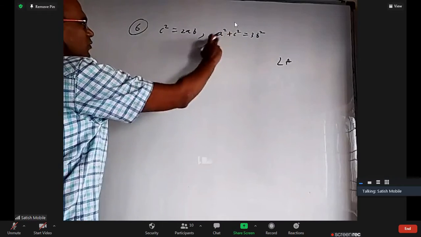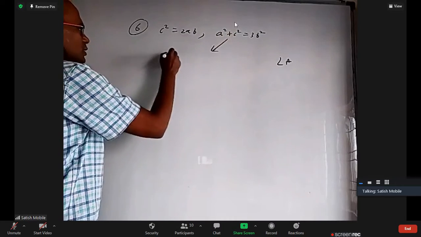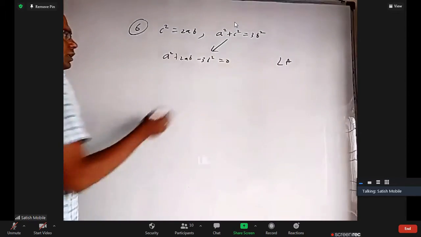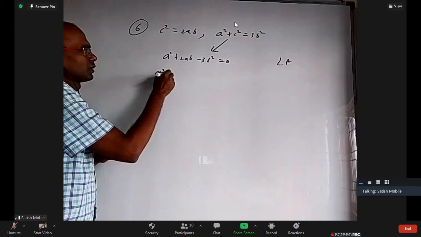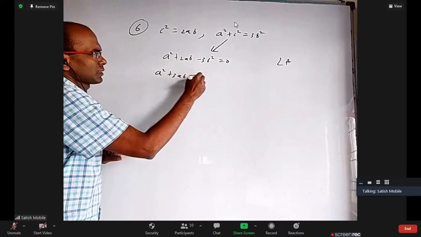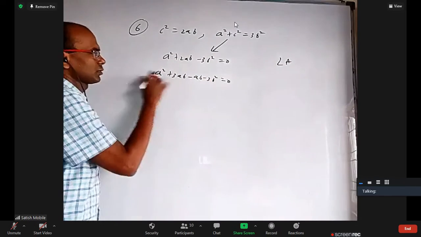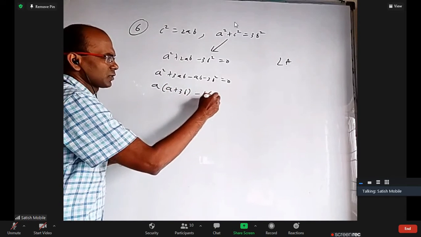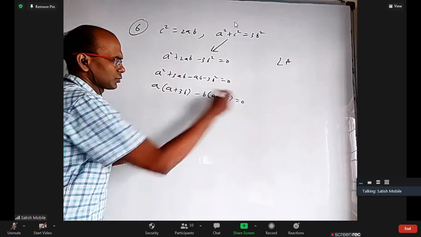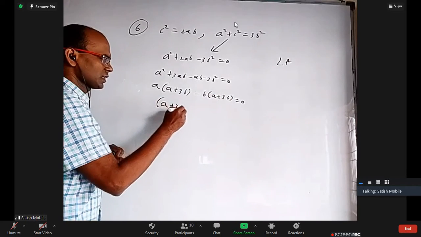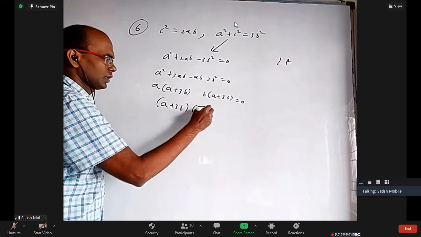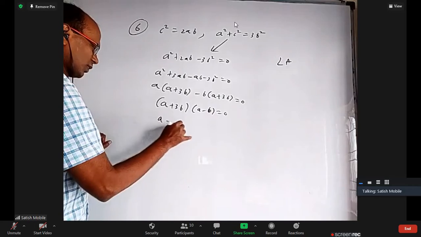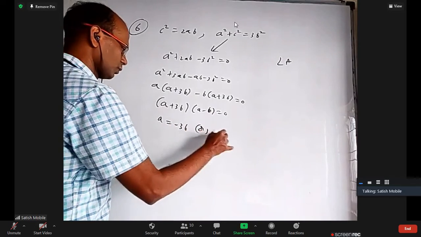In the place of C square, if you substitute 2AB here, you will get A square plus 2AB, bring this side, minus 3B square equal to 0. It is like a quadratic expression, you can split: A square plus 3AB minus AB minus 3B square equal to 0. Take A common from the first two terms, you get A plus 3B. Take minus B common from the last two, you get A plus 3B. Taking A plus 3B common, I will get A minus B equal to 0. So we got A equal to minus 3B or A equal to B.